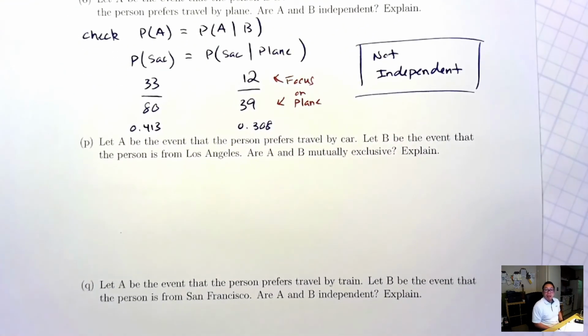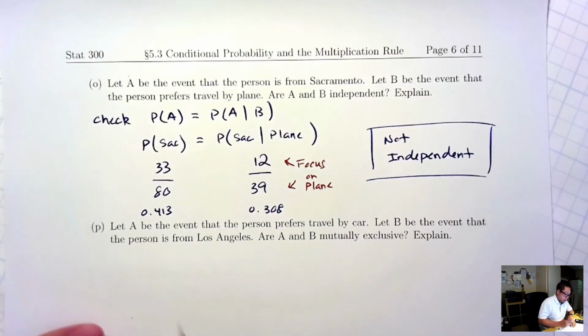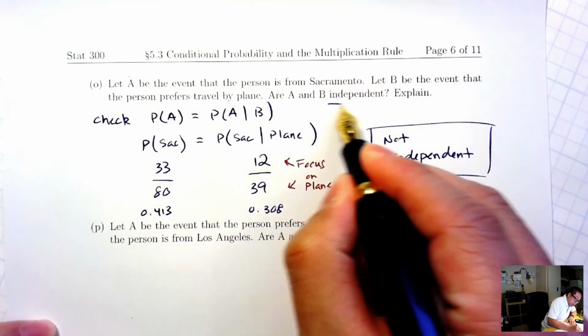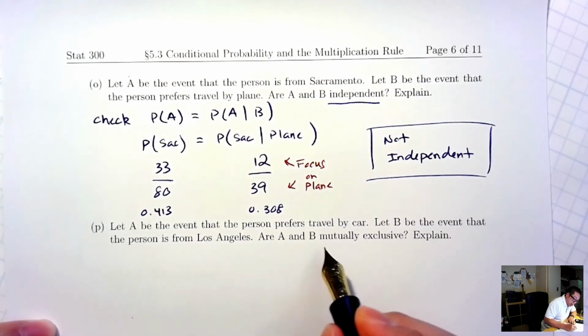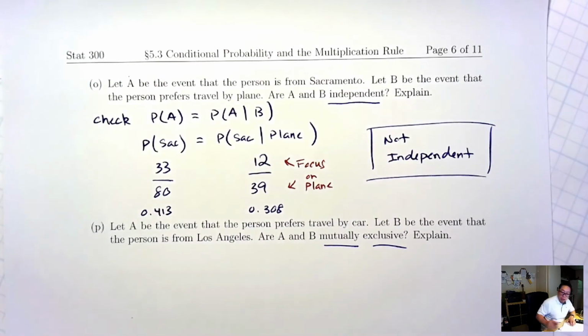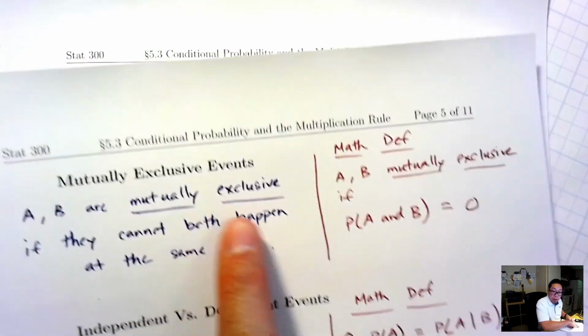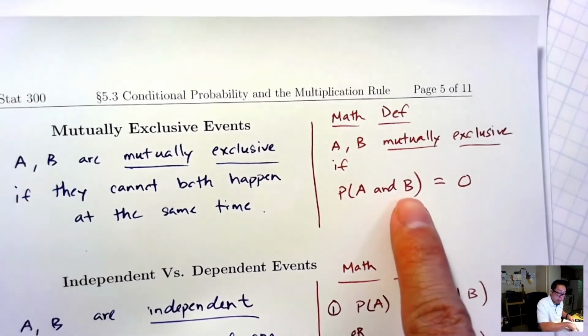Part P. Let A be the event that the person prefers travel by car. Let B be the event that the person is from Los Angeles. Are A and B mutually exclusive? All right, so notice that in part O, I was asking about independent. Part P, I'm asking about mutually exclusive. So for mutually exclusive, which is this one, you should be checking this.